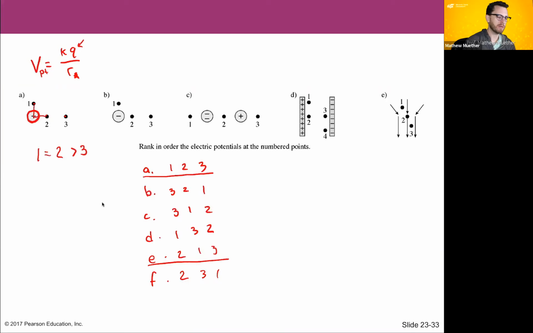Maybe we'll just have you write the order into the chat when I ask you to, instead of the poll for this one, since I didn't give enough choices. Okay, so let's look at example B. Now I have a negative charge. Let's rank and order the potential at points 1, 2, and 3 for a negative charge, and I want you to tell me their ordering, which is largest, which is smallest, which are equal. How does that go?